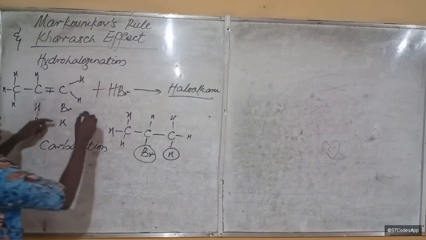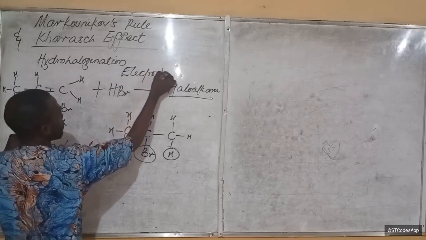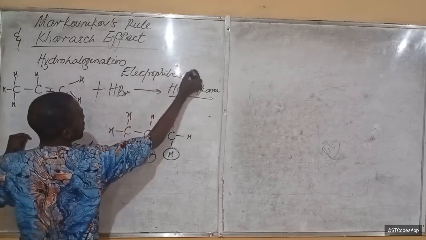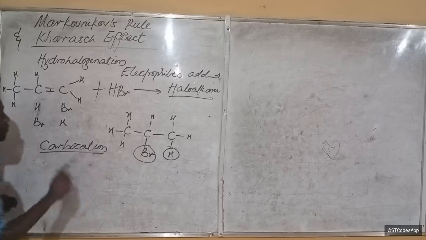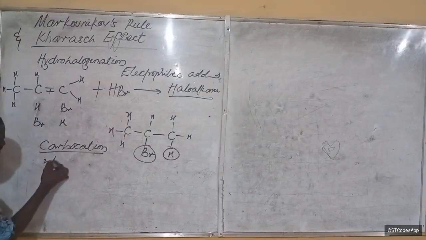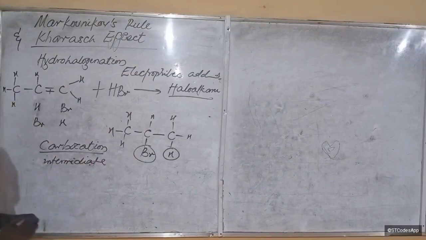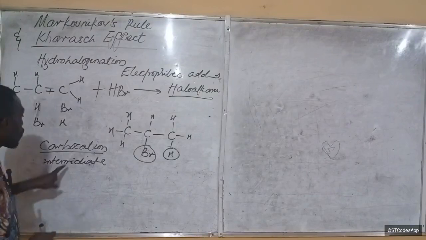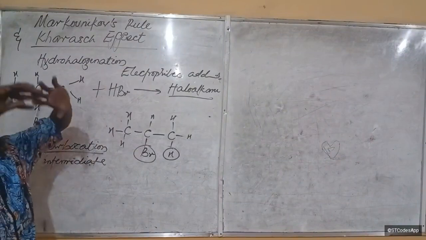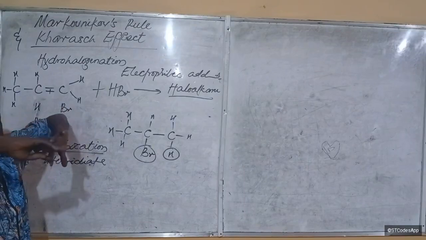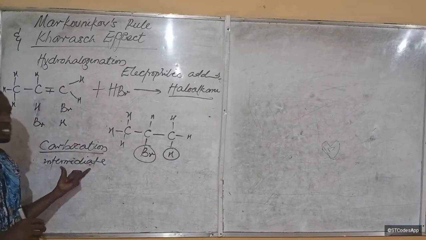We call this mechanism an electrophilic addition. So it requires the formation of a carbocation as an intermediate. A carbocation, like I've said before, is a carbon that bears a positive charge. For that carbocation to be stable, it needs to have bulky groups around it.